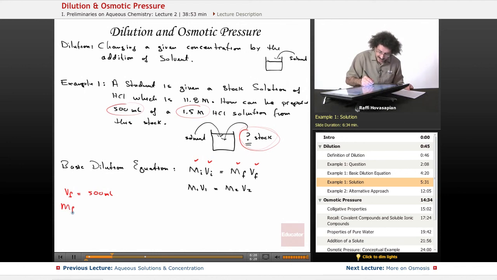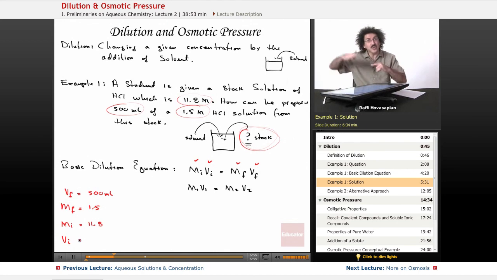How's that? Our final molarity is going to be 1.5 molar. Okay, well, what's our initial molarity? Well, our initial molarity, we're using a stock solution, and the initial molarity is 11.8 molar. So that's going to be 11.8. So the only thing that we're missing is the initial volume. In other words, I need to find how much of the stock solution I'm going to dilute to 500 milliliters.